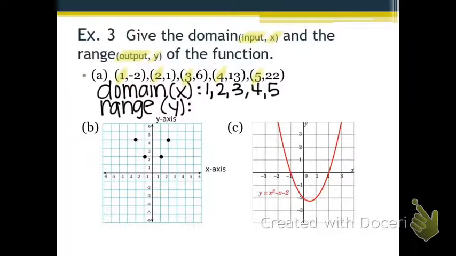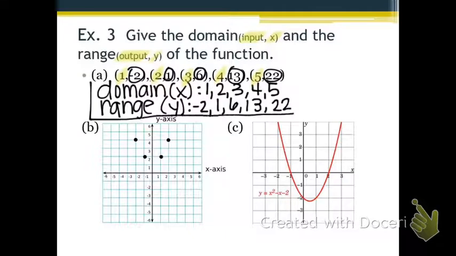Now, the range are the y values. Jordan, what are my y values? Again, least to greatest. -2, 1, 6, 13, and 22. There you go. And again, I made it easy. -2, 1, 6, 13, and 22. But all your y values are your range, and you're finished. That's your domain, and that's your range.